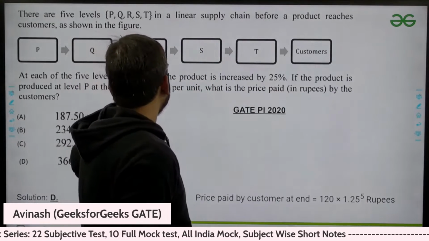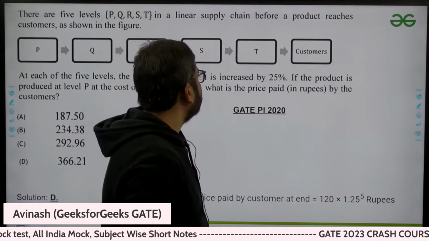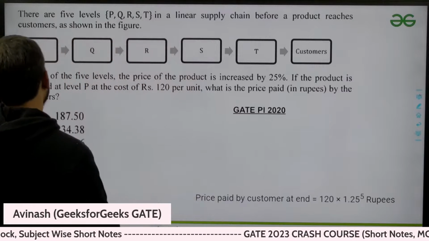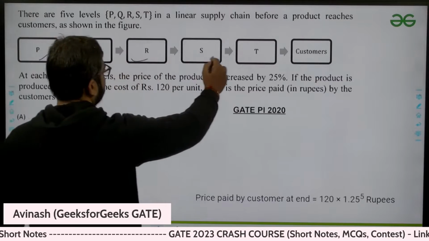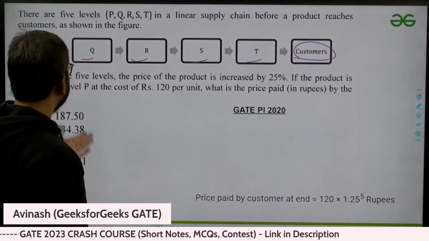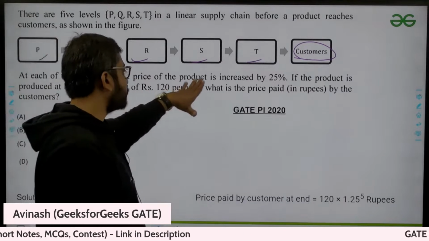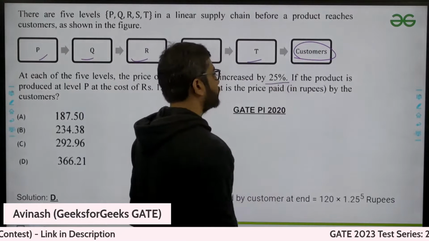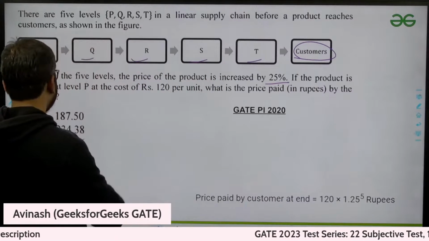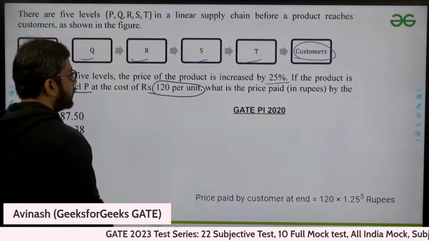See this question. There are 5 levels, P, Q, R, S, T, in the linear supply chain before the product reaches the customer. So this is P, Q, R, S, T and this is the customer. This is a kind of single chain management. At every level the price of the product is increased by 25%. If the product at the production level P costs 120 rupees per unit, what is the price paid by the customer?